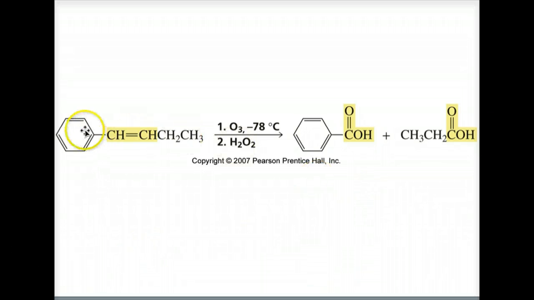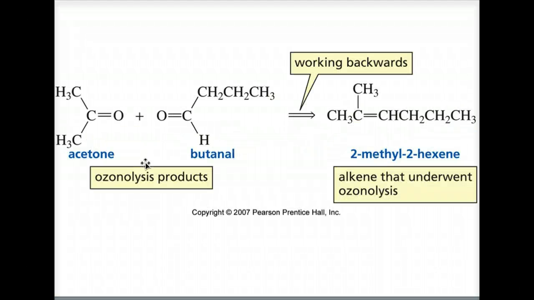Why is the benzene ring not oxidized? Only the side chain double bond is oxidized in this example. The stable benzene ring is oxidized only under prolonged exposure to ozone or under very strong oxidizing conditions. Of course, it's very stable. Okay.